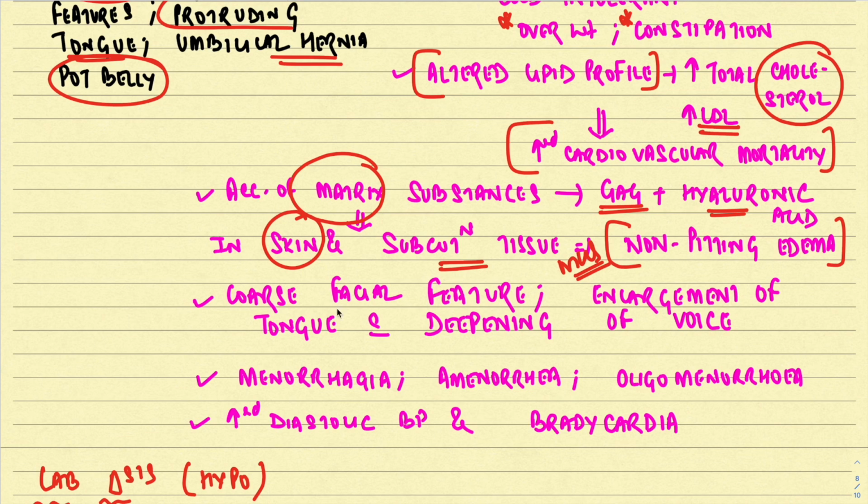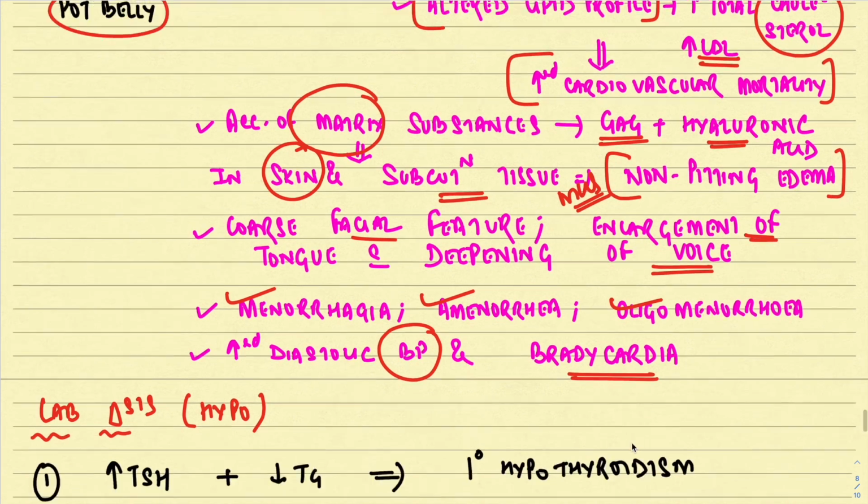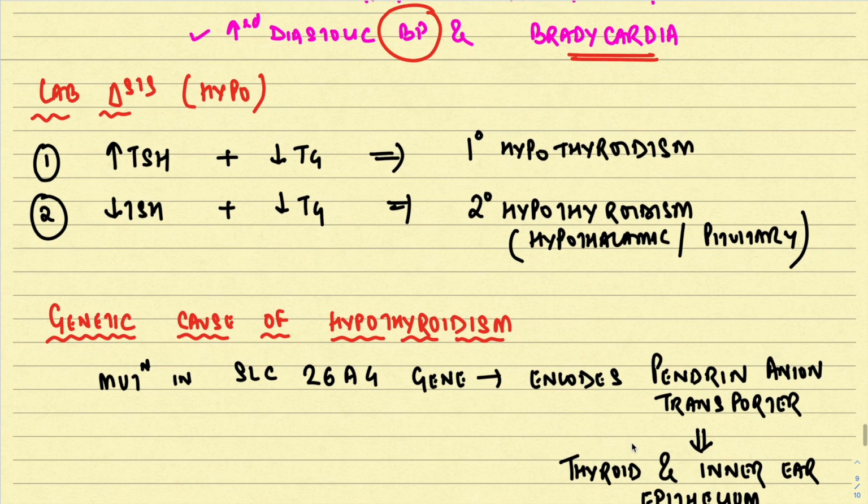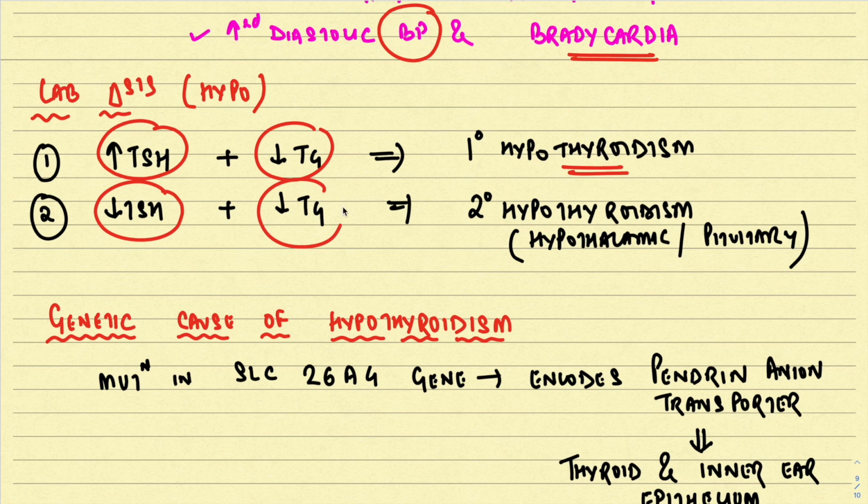Again, these individuals have coarse facial features, enlargement of the tongue with deepening of the voice. Females have menorrhagia, amenorrhea or oligomenorrhea, and there is an increased diastolic blood pressure in such individuals with bradycardia. Coming to the laboratory diagnosis of hypothyroidism, it is very simple. An increased TSH with a decreased T4 will lead to a diagnosis of primary hypothyroidism. A decreased TSH with decreased T4 will lead to a diagnosis of secondary hypothyroidism. Now remember, in any kind of hypothyroidism, the T4 level will always be low.